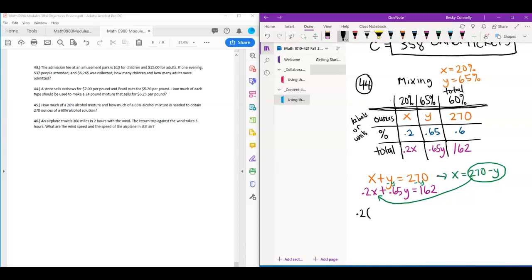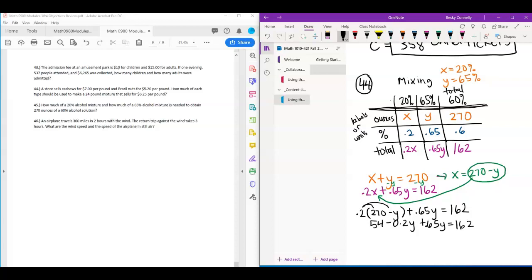0.2 times 270 minus y, plus 0.65y equals 162. Use your calculator and figure it out alongside here with me. See if you're coming up with the same things. All right, so I need to use the distributive property, distribute that 0.2 through on that first, which is going to give me 54 minus 0.2y plus 0.65y. Make sure that decimal is showing up, 0.65y.